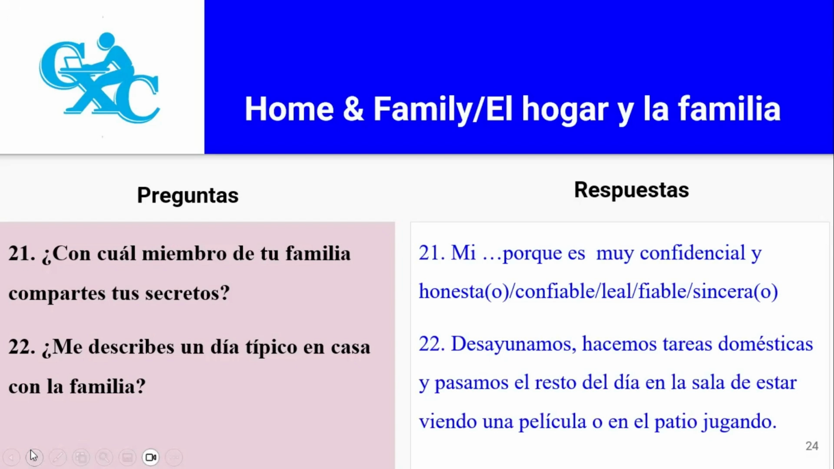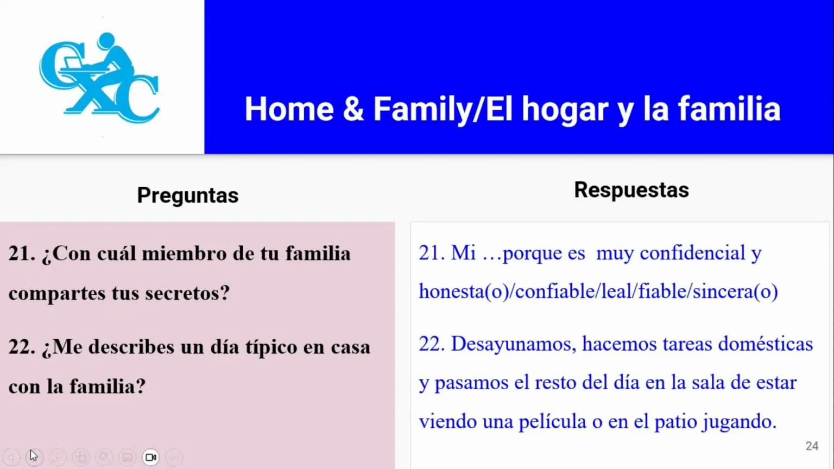All right, sometimes on a typical day, everybody gets together at lunchtime or dinner time. So it could be cenamos if it's dinner time, or if it's lunchtime, you say almorzamos, okay? So we have breakfast, we do chores, and we spend the rest of the day in the living room watching TV or a movie, or in the yard playing, all right? This is just some ways in which you could answer. You can modify according to your like and taste, or your reality.